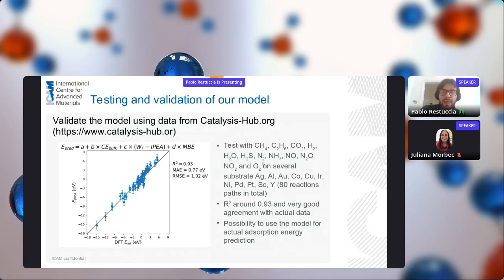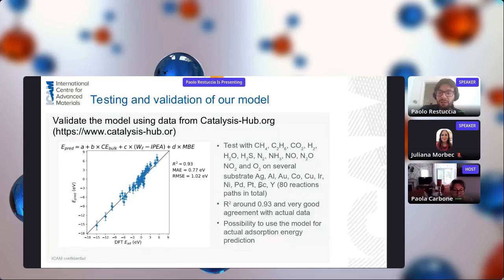And we test our model with more complicated, let's say, slightly larger molecules, like, for example, methane, ethane, ammonia, and different nitrogen oxides on several substrates that we didn't compute before. So, for example, cobalt, nickel, scandium, and yttrium. And we compute a total of 80 reaction paths.